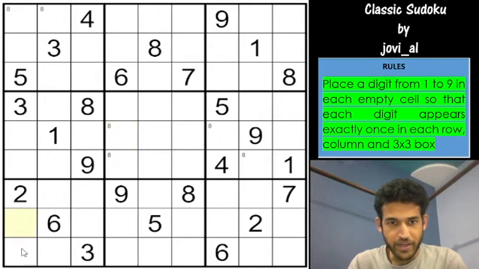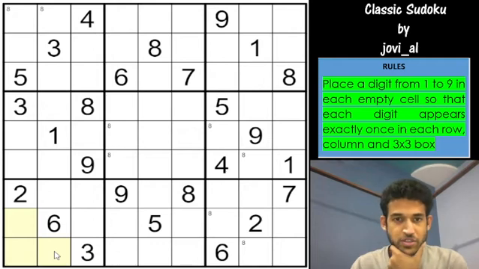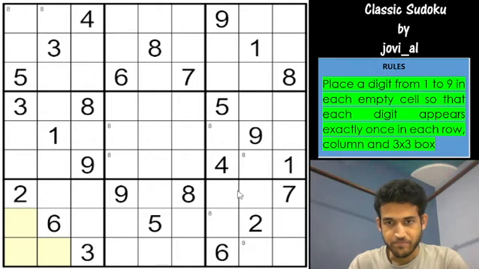Box 7, 8 has got three options. And in box 9 there are only two cells, so let me mark that. I don't want to mark options if the options are more than two. So I think we are done with the 8s. We can get to a different digit, and by the way this is a live solve.